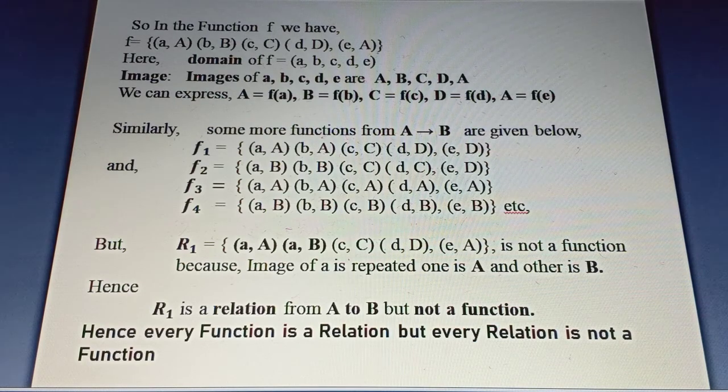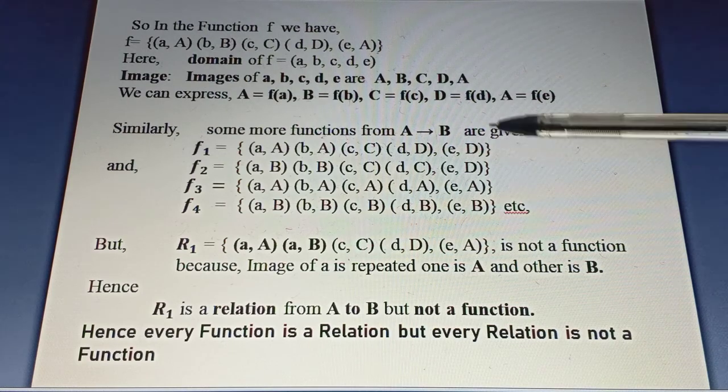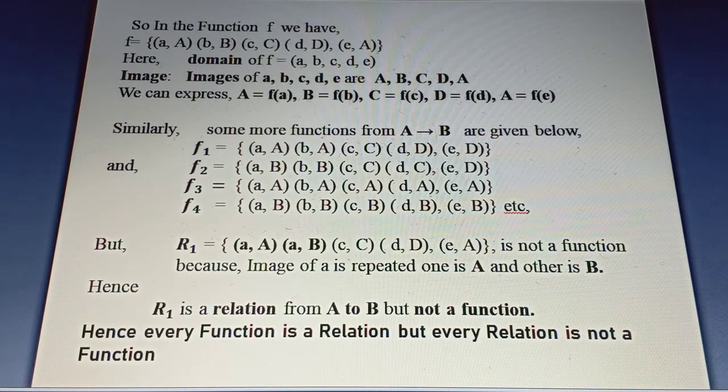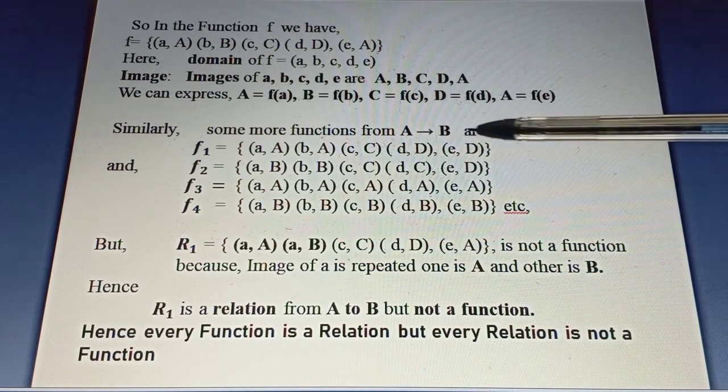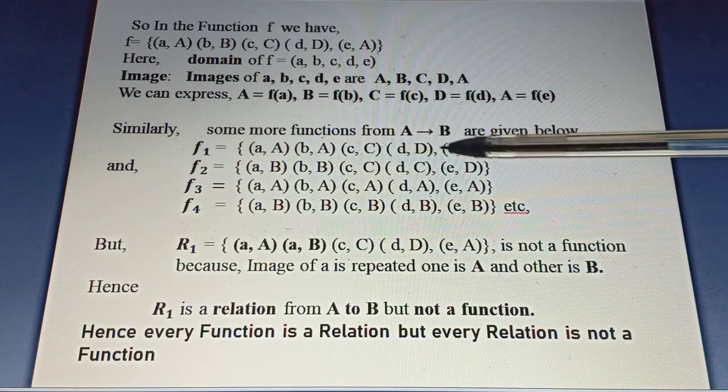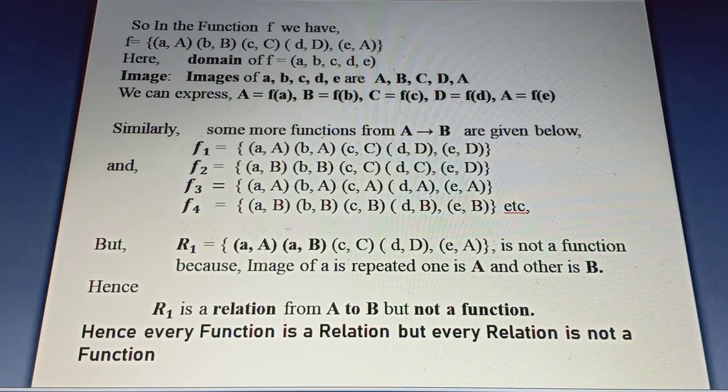So here you can see that the domain is not repeated. The domain elements are a, b, c, d, e. Since the domain elements are not repeated, you can say that F1 is a function. Okay, students? And here capital D is the image of small d and small e. Okay, students? This is no problem.